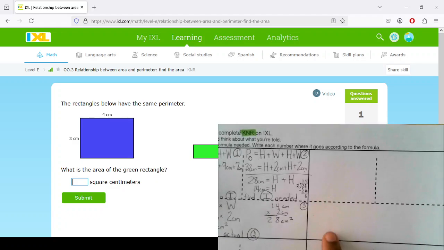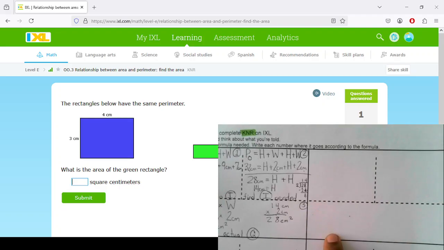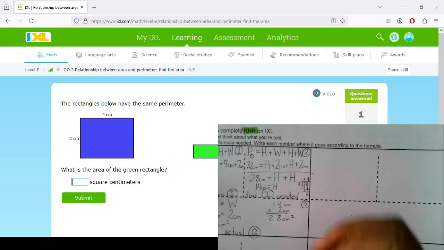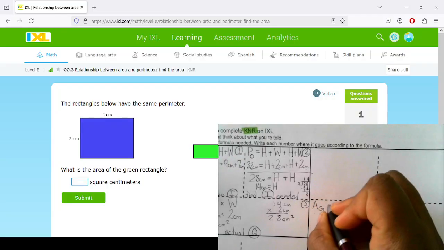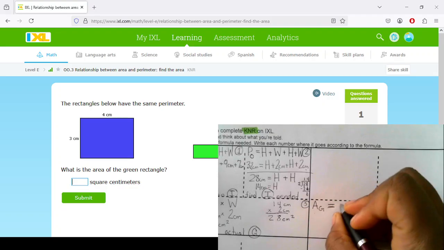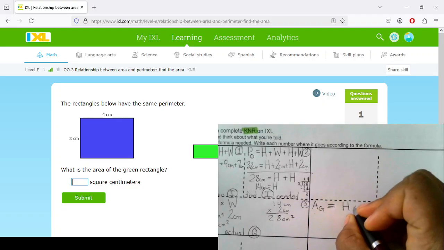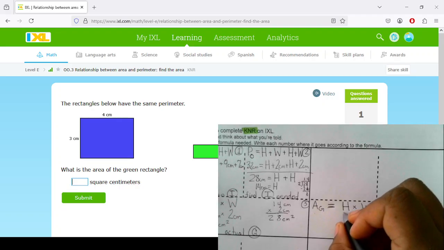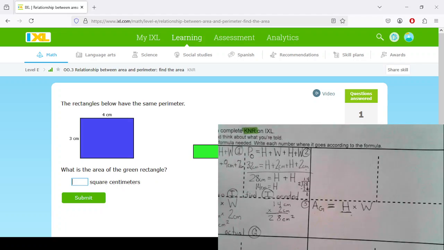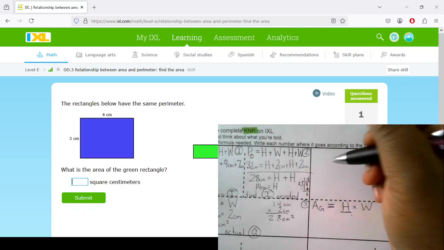I know that I need to use the given information and the connection to find the information that I need in order to answer the actual question. My actual question is, what is the area of the green rectangle? Area of the green rectangle is calculated by multiplying the height dimension by the width dimension. And I need to find the height. So they tell me, what information am I given?